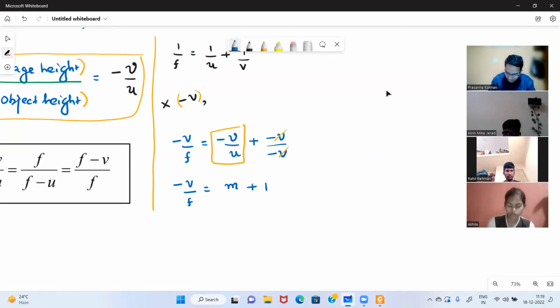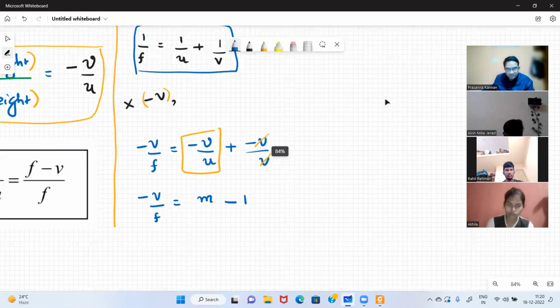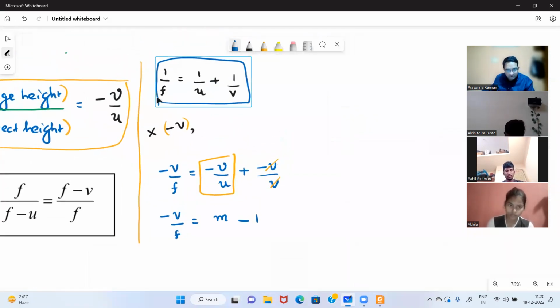I'm sorry, this will be minus 1, correct? Because that minus v is only on the numerator, not on the denominator. If you look at the formula, 1 by f is equal to 1 by u plus 1 by v. So if you multiply with minus v, minus v will be here, here, and here. Denominator will be v only, correct? So it will be minus 1.